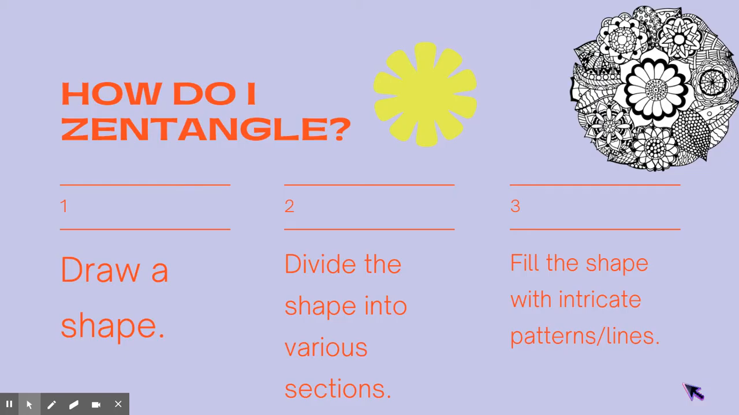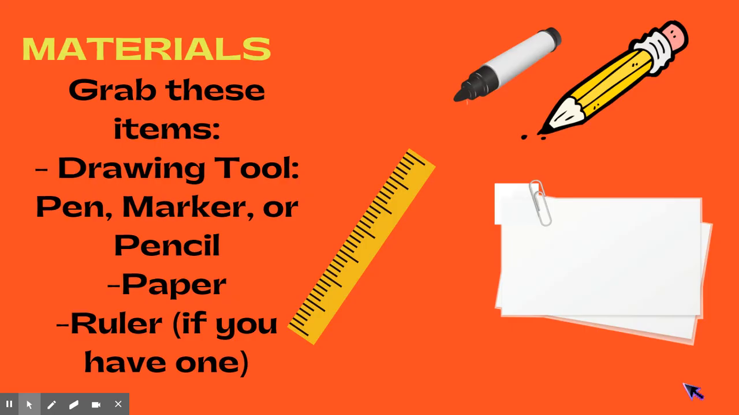How do I Zentangle? Now it's your turn. First, of course, grab all your supplies that you were asked to get. You're going to draw a shape, divide the shape into various sections, and then fill the shape in with intricate patterns and lines. Here are your materials again that you need. A drawing tool, could be a pen, marker, or a pencil, paper, a ruler if you have one.